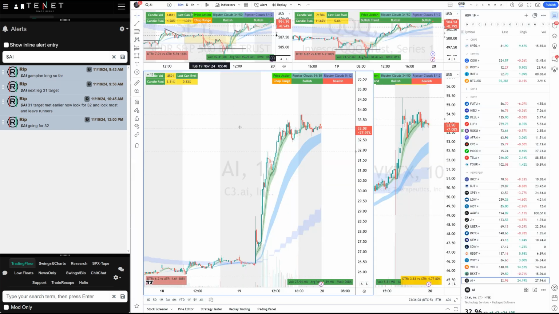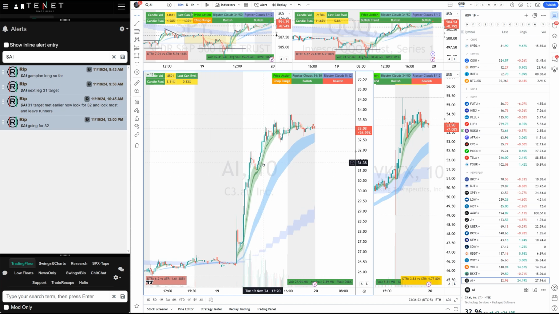Anyways, right at the open, as soon as I saw it pushing over this area, over the pre-market highs, I said it's a game plan long. The first target I gave was 31. Then the next target I gave was 32. It actually met 32, and then it did a midday 512 curl, and it continued to push.